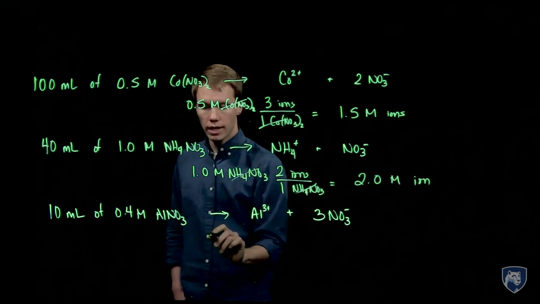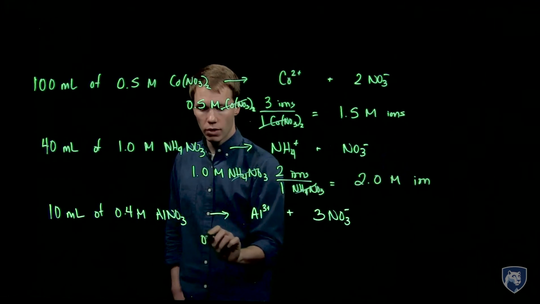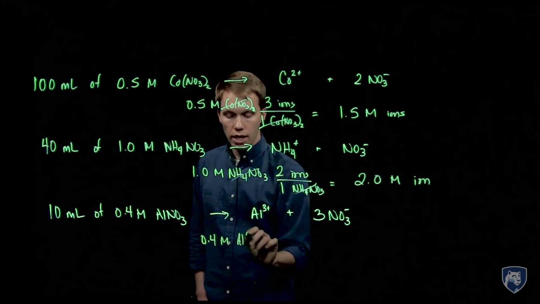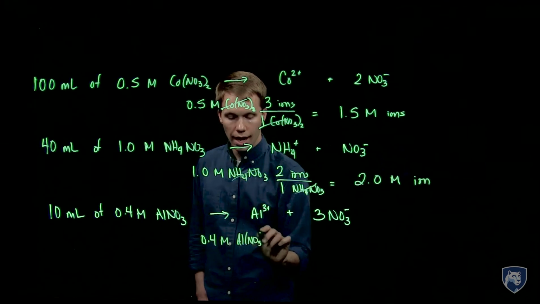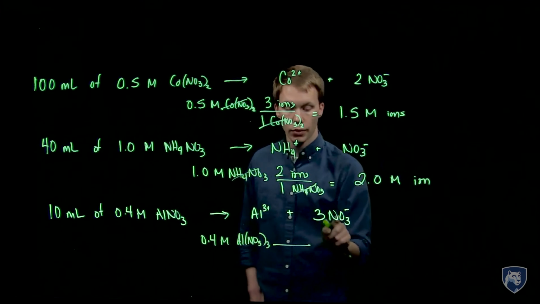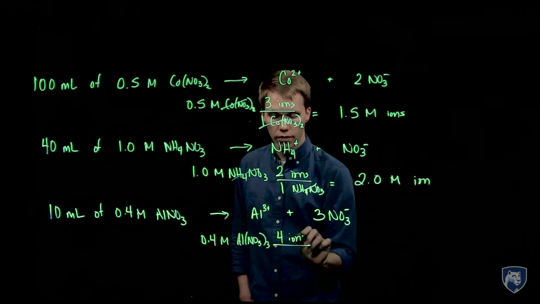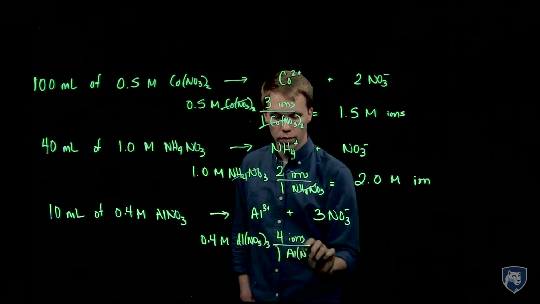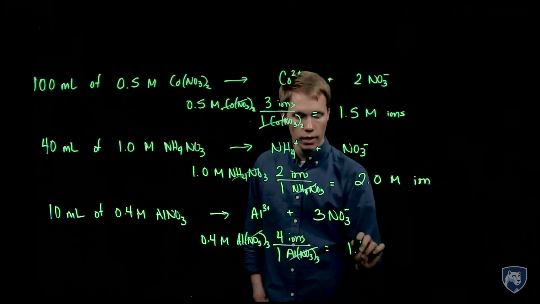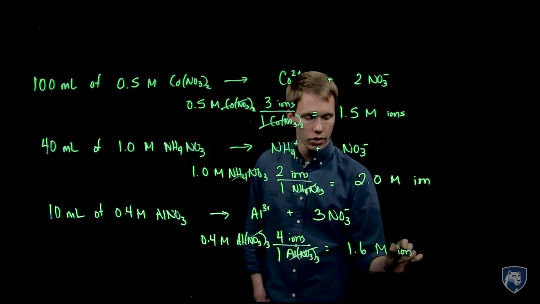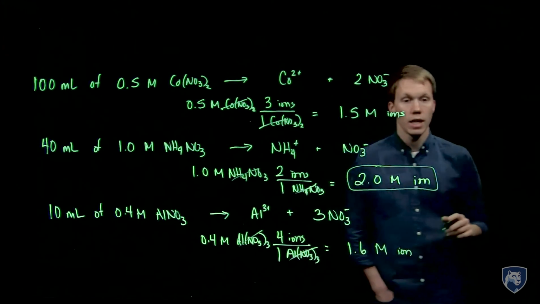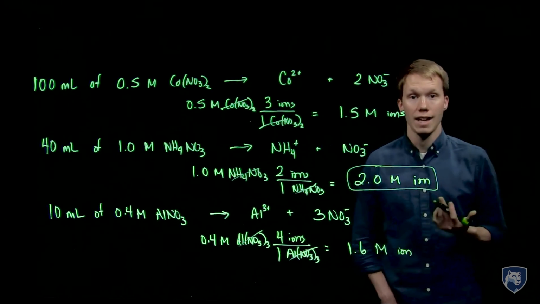And for the aluminum nitrate, I have 0.4 molar aluminum nitrate, and this is going to produce 4 ions, 1 aluminum and 3 nitrate ions, so 4 ions for every 1 Al(NO3)3 unit. This gives me a 1.6 molar ion concentration. So the option B gives me the largest total ion concentration.